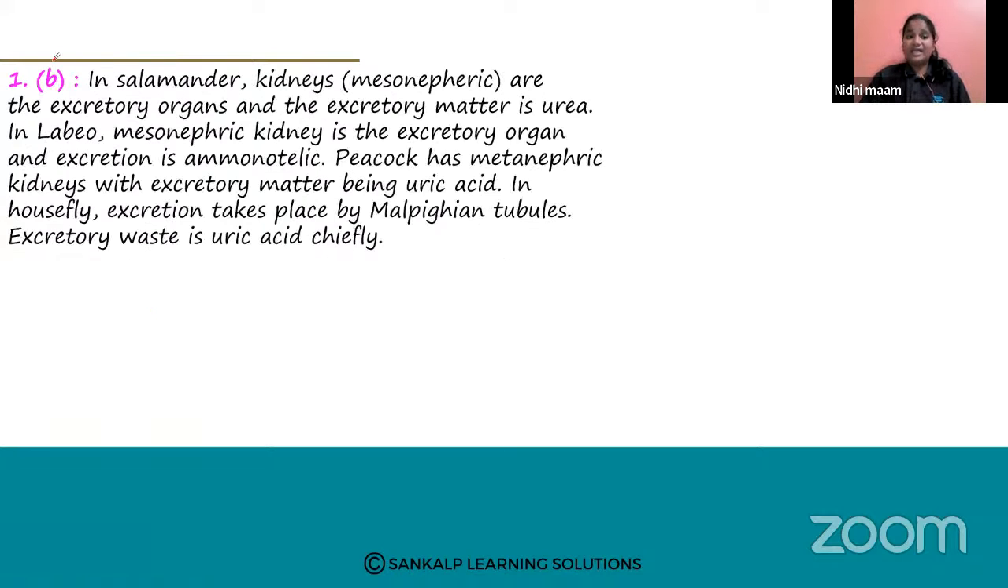Yeah. So the right answer, you are right, Hema, is salamander. That is option B. The kidneys are mesonephric. These are the excretory organs, and the excretory matter is urea.